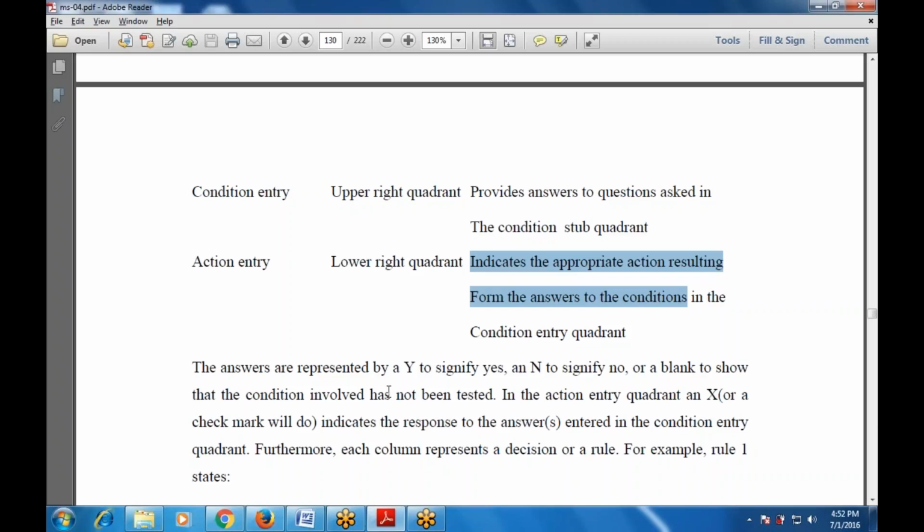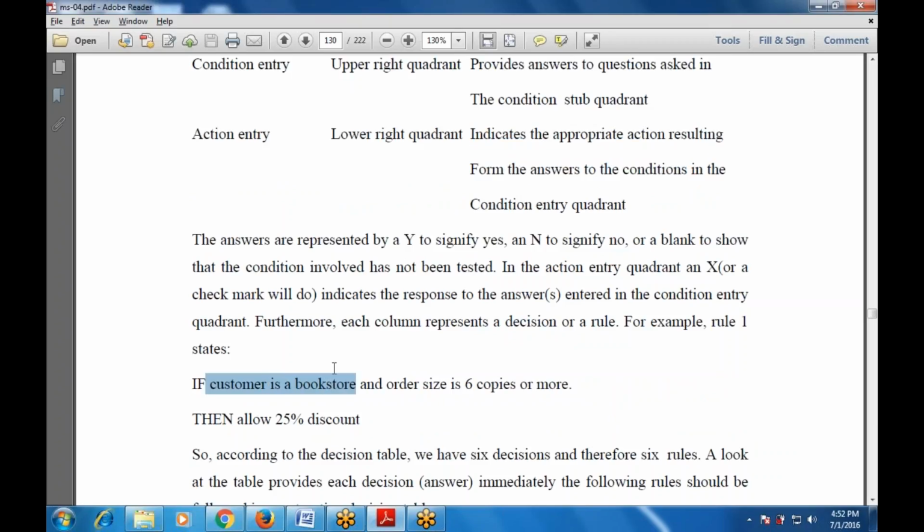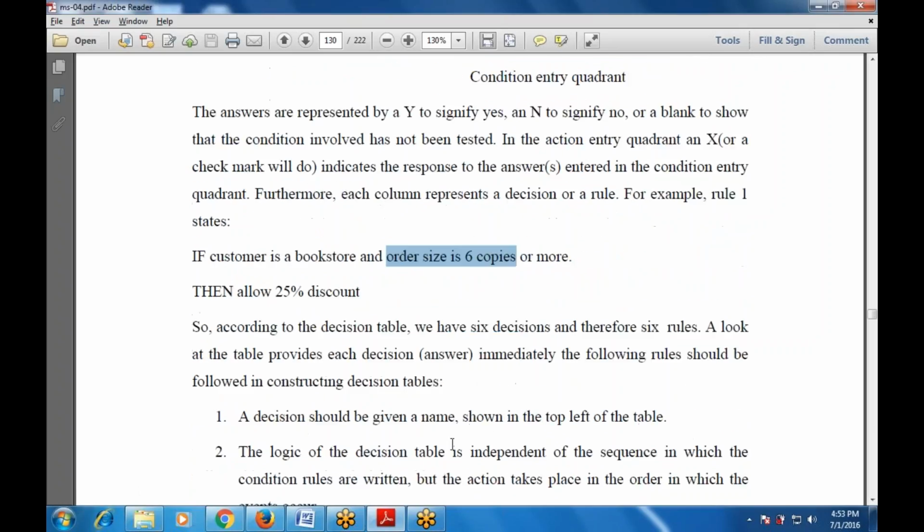Furthermore, each column represents a decision or a rule. That means each and every column represents either a decision or a rule. For example, rule 1 states, if a customer is a bookstore and the order size is 6 copies or more, then allow 25% discount. That means the discount is 25%. So according to the decision table, we have 6 decisions and 6 rules. That means one is 25%, one is no discount, one is 15%. And look at the table, it provides each decision immediately.